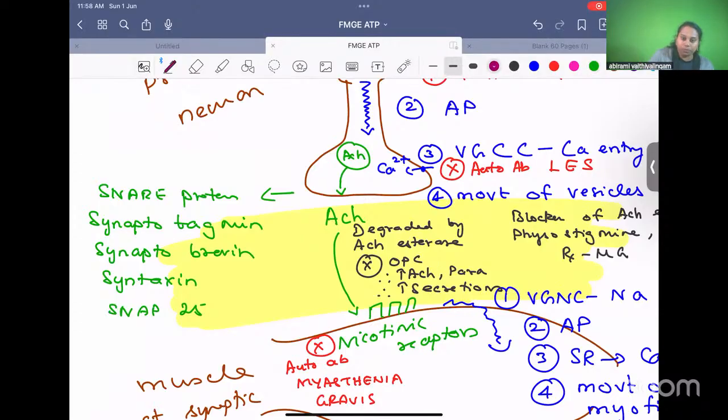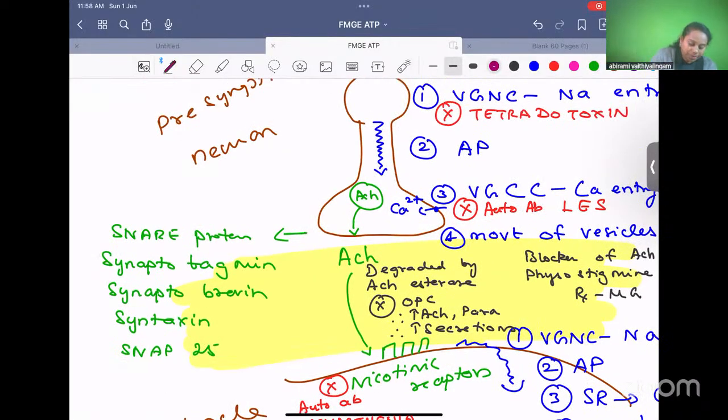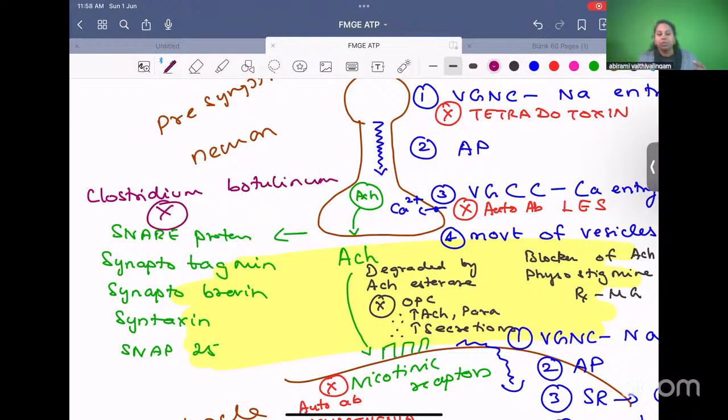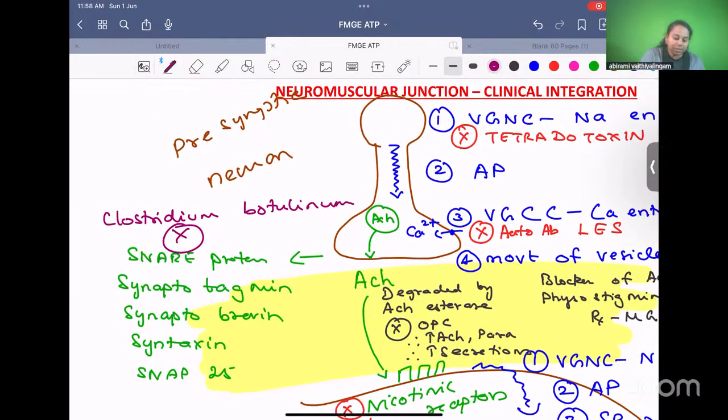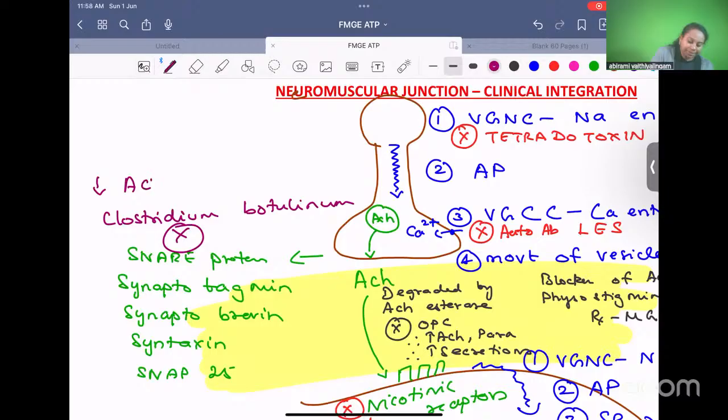Now, botulinum toxin, Clostridium botulinum, is a blocker of SNARE protein. What will happen if you block the SNARE proteins? When SNARE proteins are blocked, acetylcholine decreases. When there is no acetylcholine, contraction decreases. When contractions decrease, muscles become very loose and flabby. That is called flaccid paralysis.